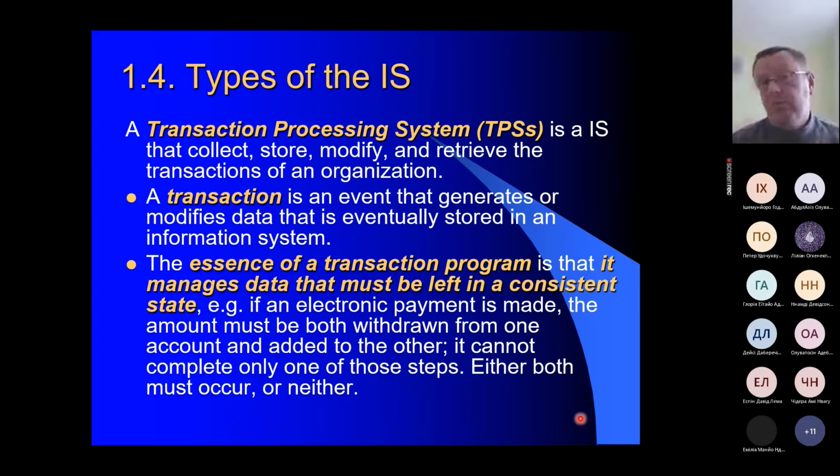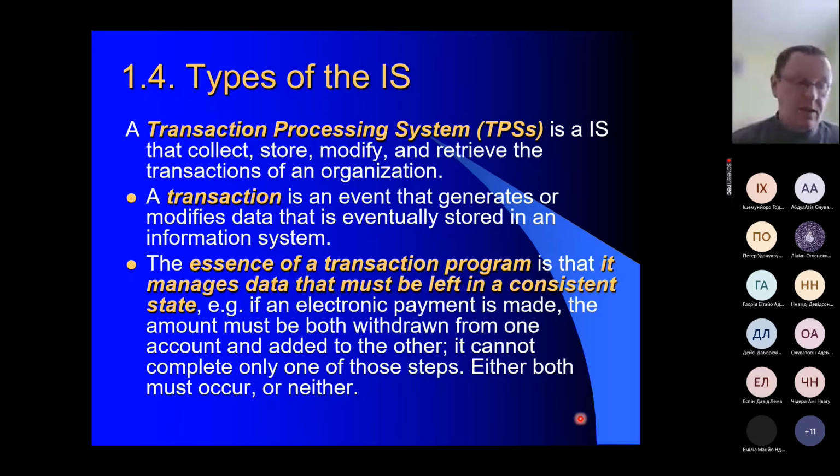Under transaction, most people immediately think about a money transfer from one bank to another, so a financial transaction. Definitely it's an example, but in fact a transaction is anything that generates or modifies data that is eventually stored in the information system. So the essence of a transaction program is that the managed data must be left in a consistent state. For example, most likely, a money transfer. For an electronic payment, the amount must be both withdrawn from one account and added to another. If you cannot complete one of the steps, we must revert to the original state.